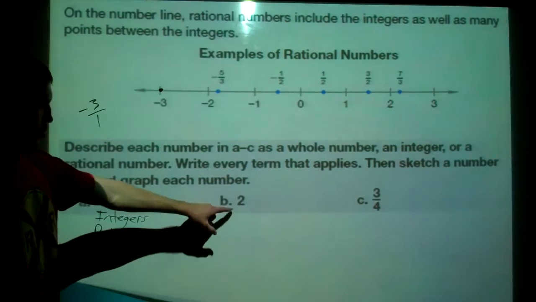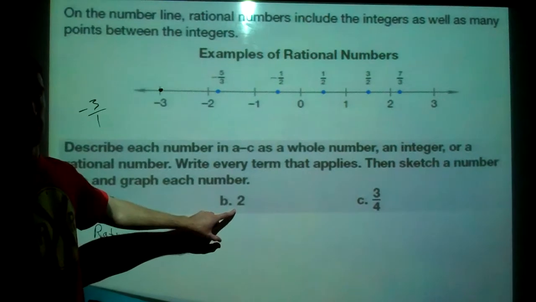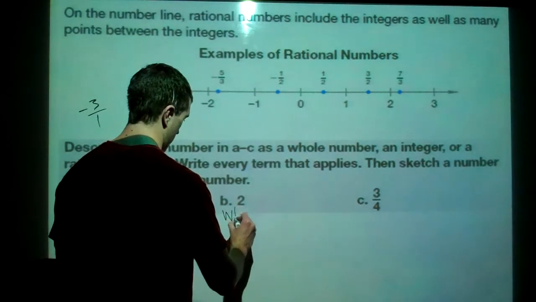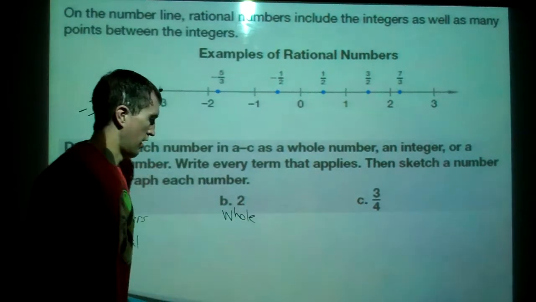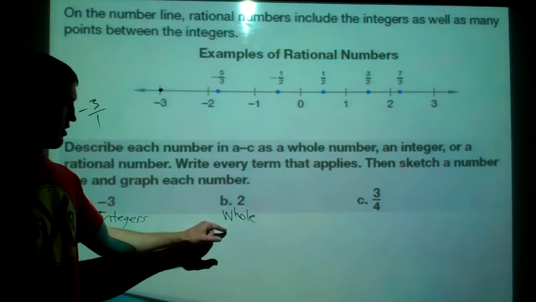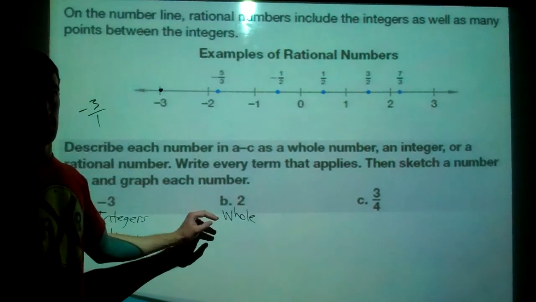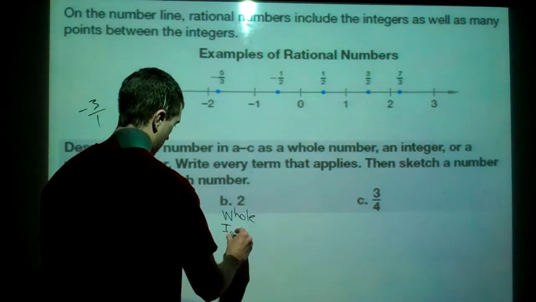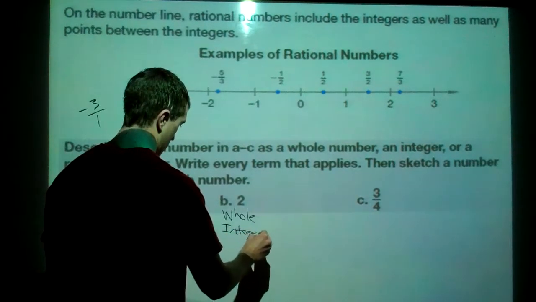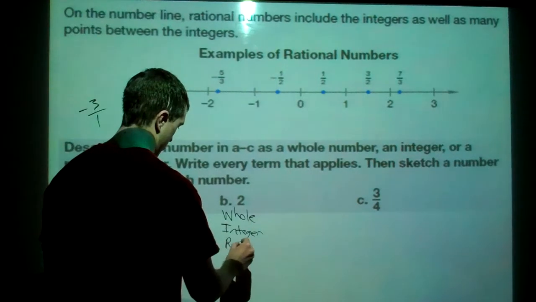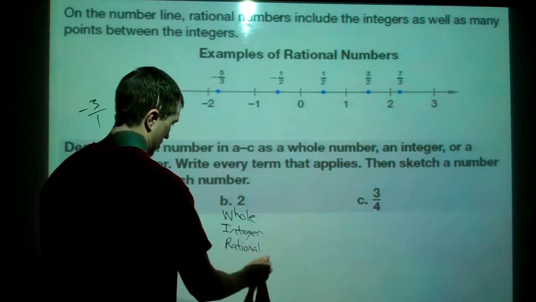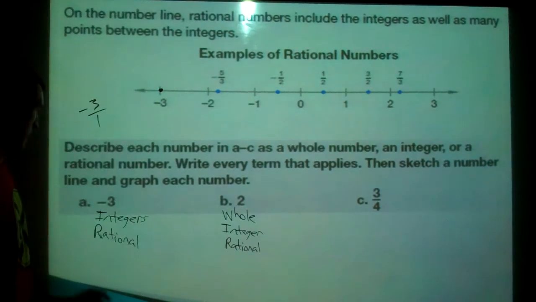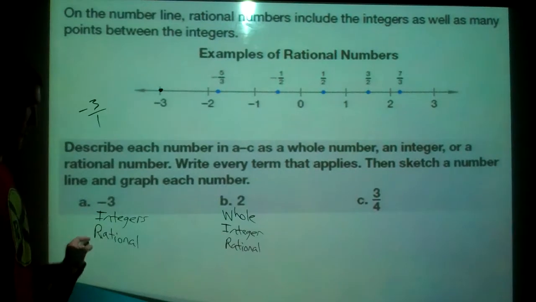Alright. 2. Is 2 a whole number? It's positive and it's a counting number. So we have a whole number. If it's a whole number, it's going to be an integer. And if it's a whole number, it's also going to be a rational. So this one's all 3. So, whole, integer as well, and rational. So there you go. A positive whole number is going to be all 3. A negative number is going to be integer and rational.